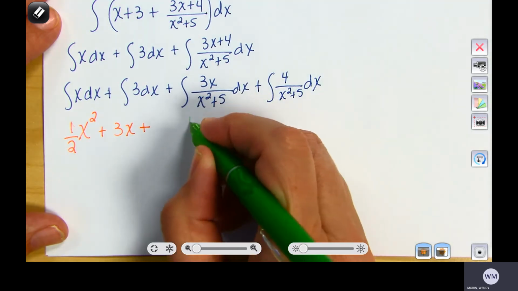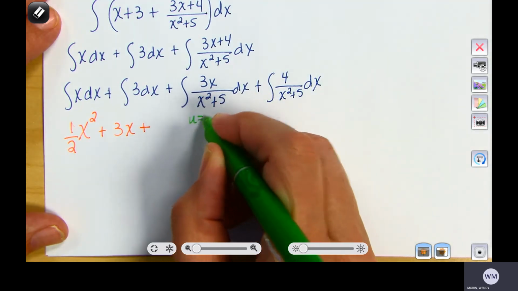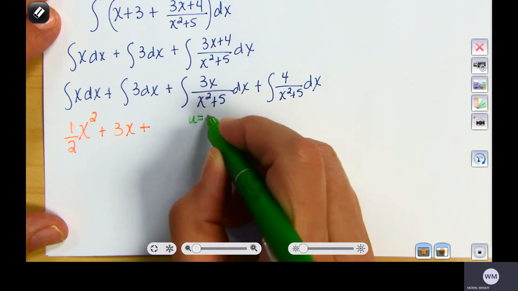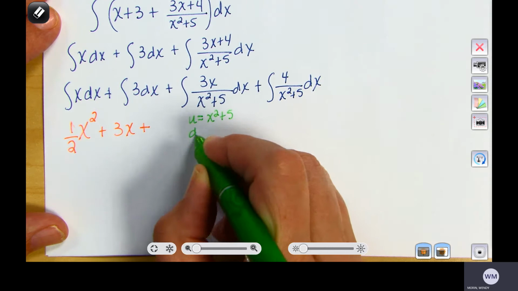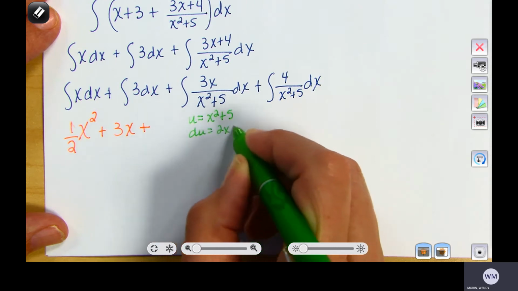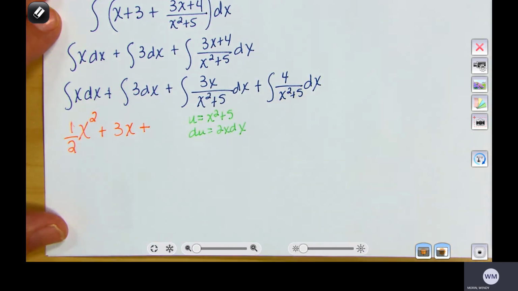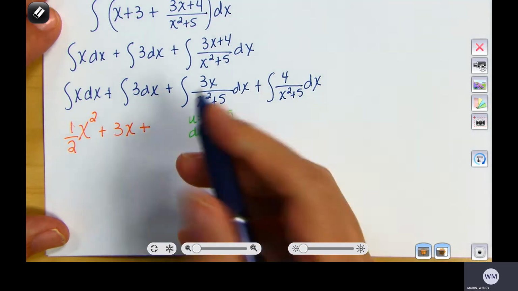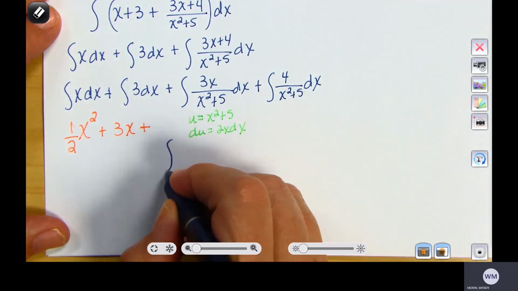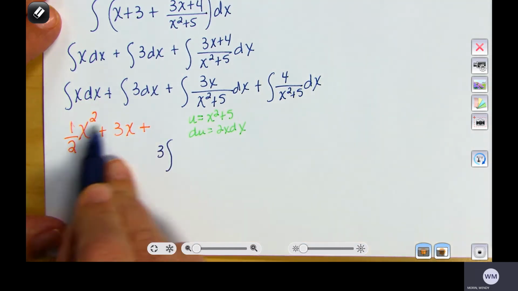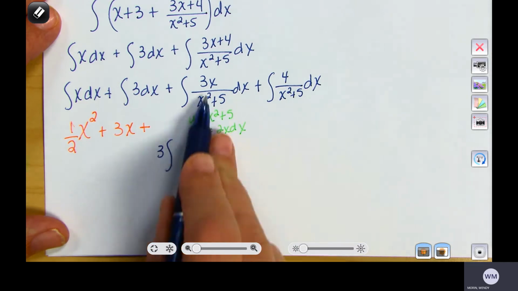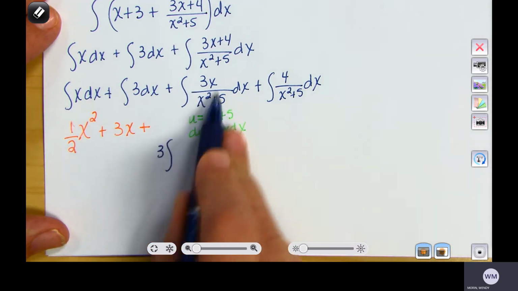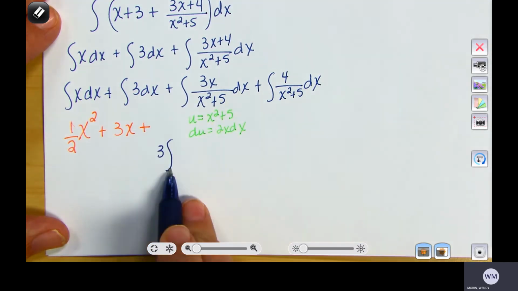So U, and some of you won't have to write this down after a while. You'll be able to do it in your head. If U equals x squared plus 5, then du equals 2x dx. So I'm integrating. I'm going to pull that 3 out in front. This is all a continuation. I probably should move that down, but this is all. This is already done. I'm working on this one. So I'm going to pull the 3 out in front.